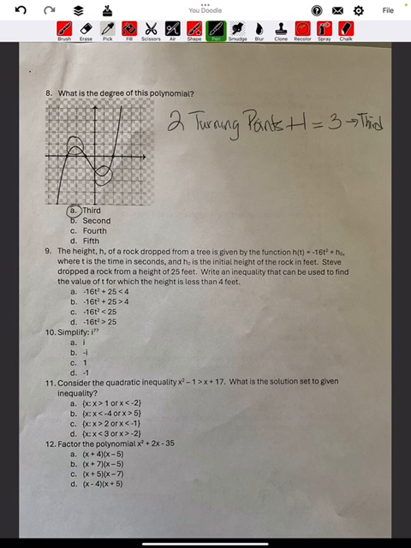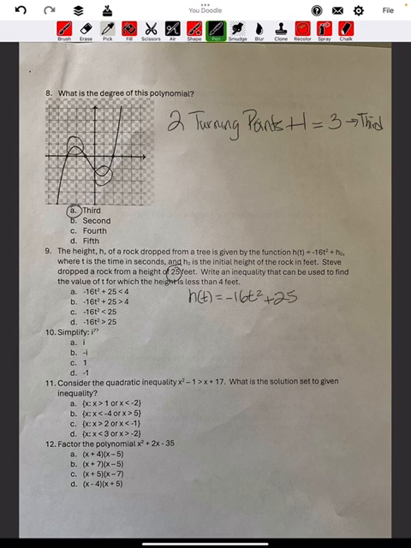The first part we're going to start with is h of t equals negative 16t squared. First of all, we're going to talk about the h sub 0. So h sub 0 represents the initial height that Steve dropped the rock from. If we notice, that's going to be 25, so we're going to say plus 25. At this point, we would be done.